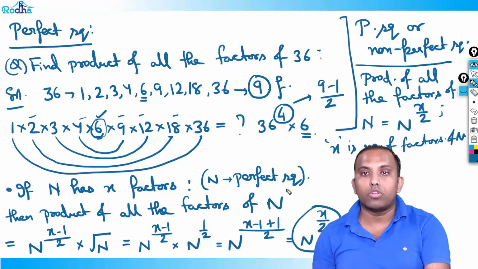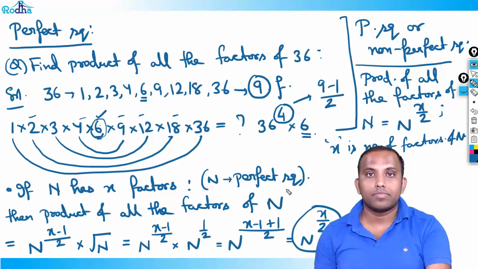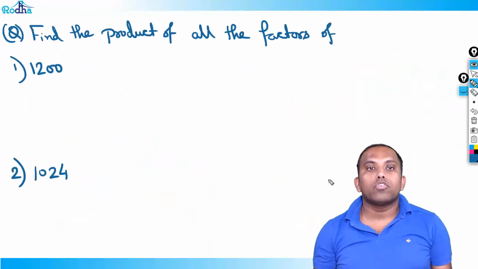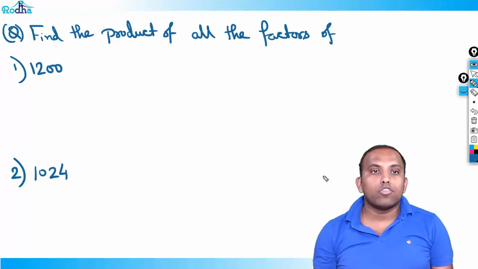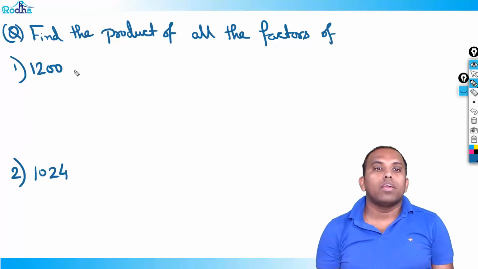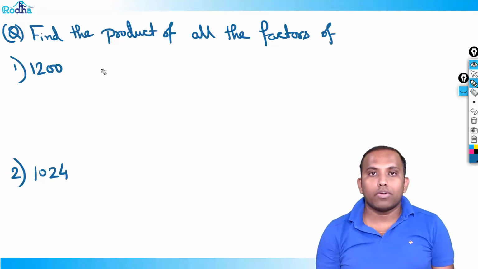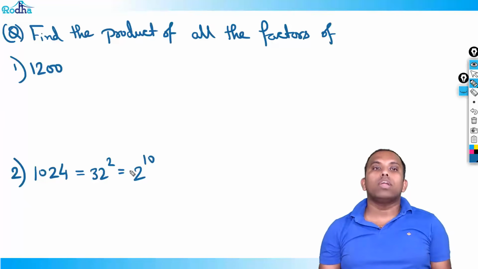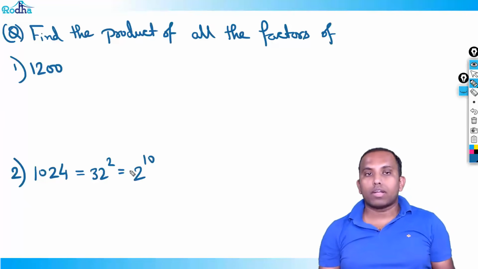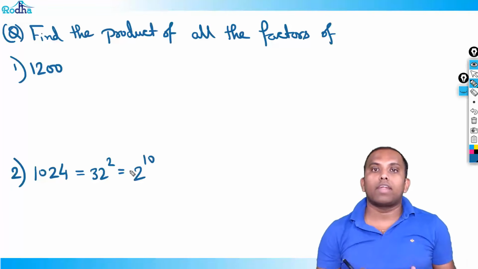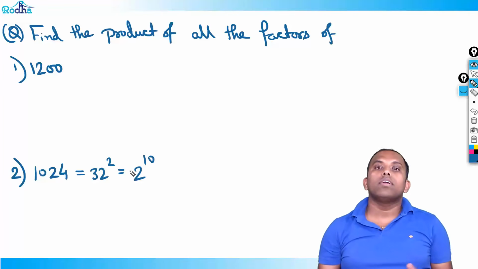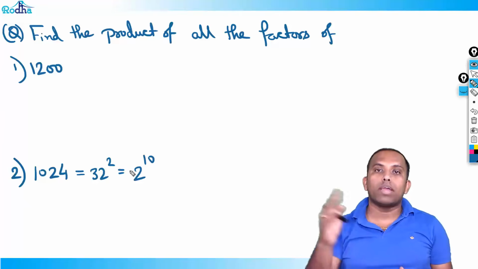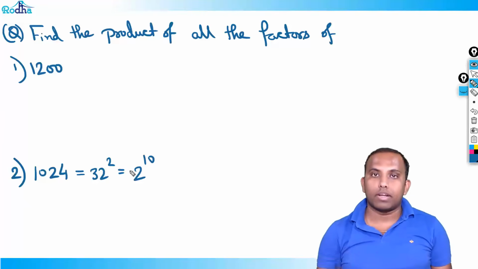Okay, I will do one question. Find the product of all the factors of 1200. So 1200 is a non-perfect square. 1024 here is a perfect square. Why? Because what is 1024? It is 32 square, or it is 2 raised to 10. But we know that if I have to find the product of all the factors, the formula is same in both the cases. We have proved in the last slide. It is n raised to x by 2, that is number raised to x by 2, if x is the number of factors of that number.